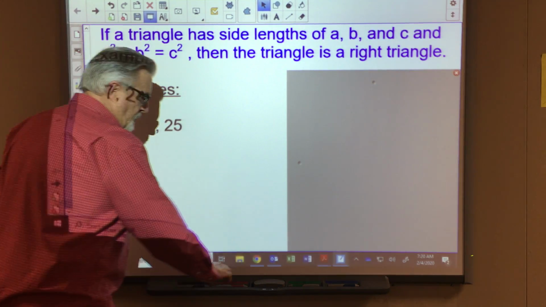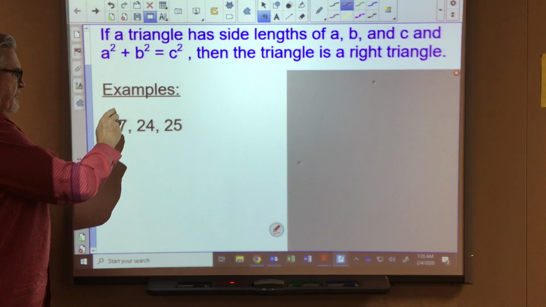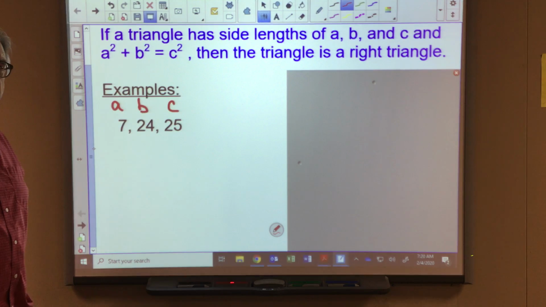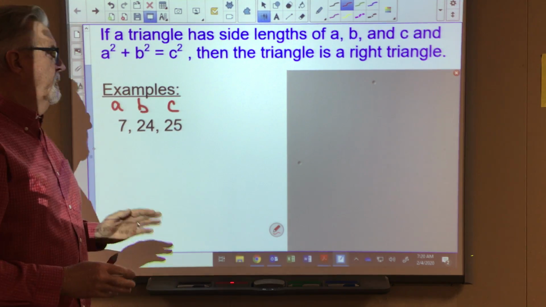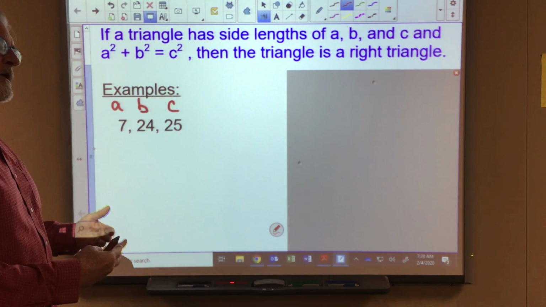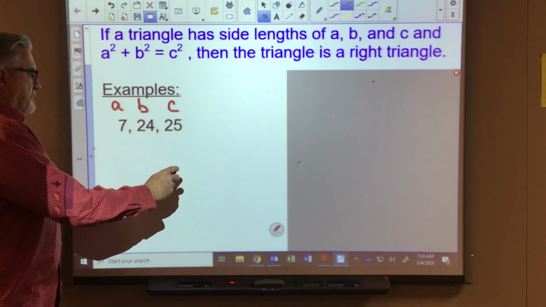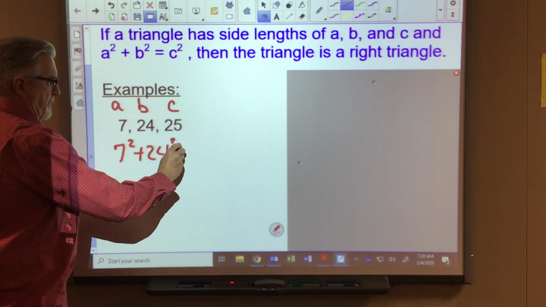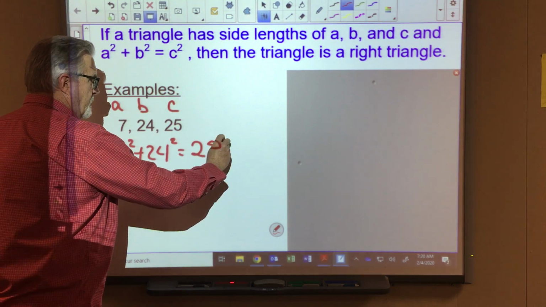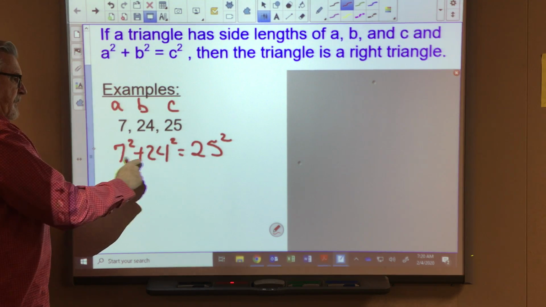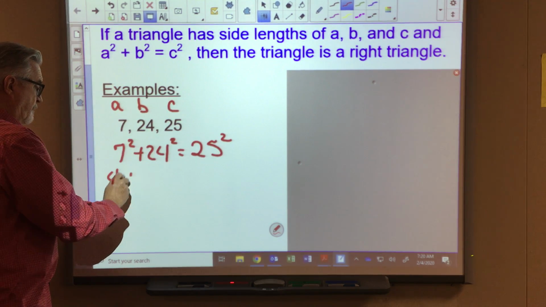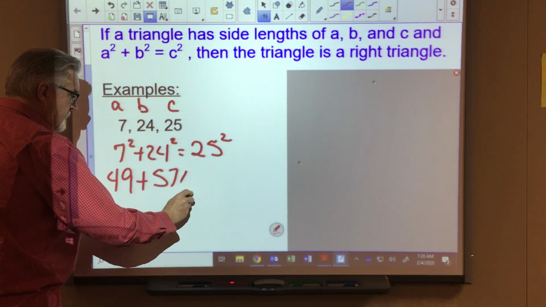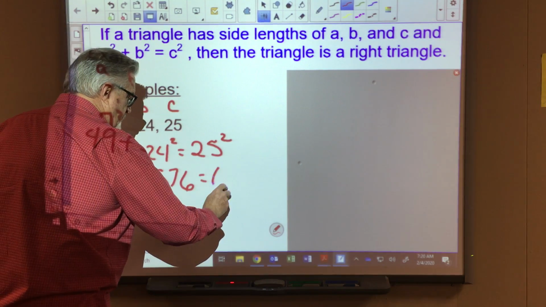So I'm given a triangle that has side lengths of A is 7, B is 24, and C is 25. Now, if this is a right triangle, we should be able to plug it into the Pythagorean theorem and make a true statement at the end. So we'll say that 7 squared plus 24 squared is equal to 25 squared. Well, let's go ahead and square these. So that'd be 49, and 24 squared is 576, and 25 squared is 625.